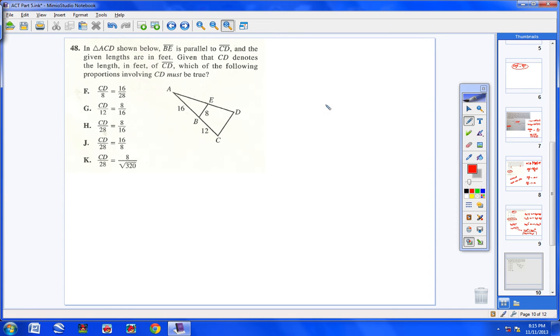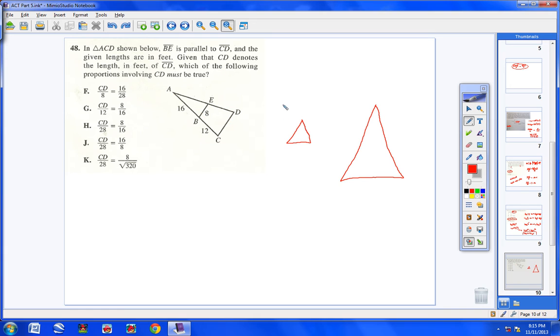All right, now the first thing you want to do in a problem like this when you're taking the ACT test, first thing I always do is I just split the two triangles up. I've got a little triangle right here, that's this one right here. And I've got a big triangle right here, and that's this one right here.